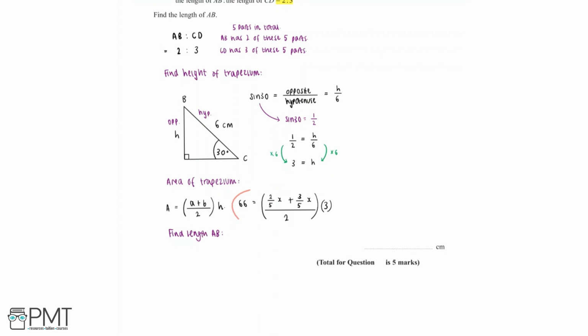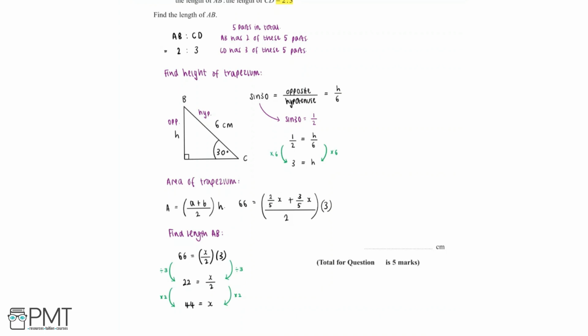We need to simplify this expression first. 2 out of 5x plus 3 out of 5x is equal to x. And so the area of 66 is equal to x over 2, all multiplied by 3. Now to get rid of this 3 here, we can divide both sides by 3. 66 divided by 3 is equal to 22, and dividing the right hand side by 3 will leave us with x over 2. And finally, we can use this in order to find the value of x by multiplying both the left hand side and the right hand side by 2. 22 multiplied by 2 is 44, and x over 2 multiplied by 2 is equal to x, and so we've found that the value of x is equal to 44.